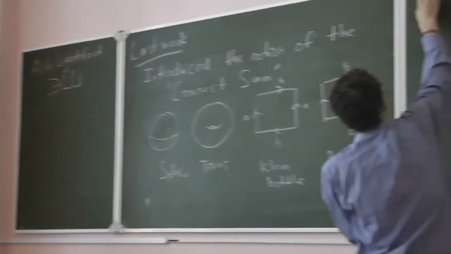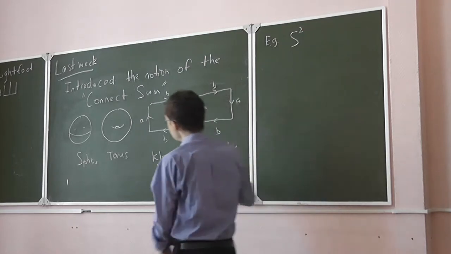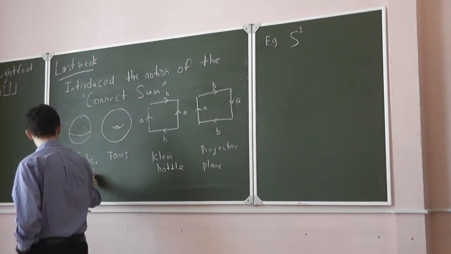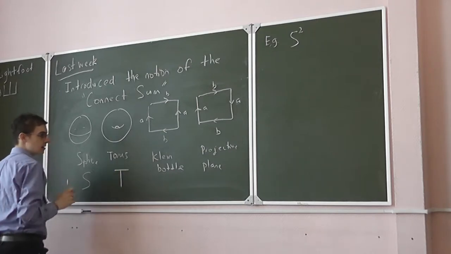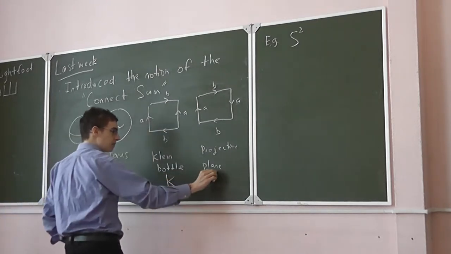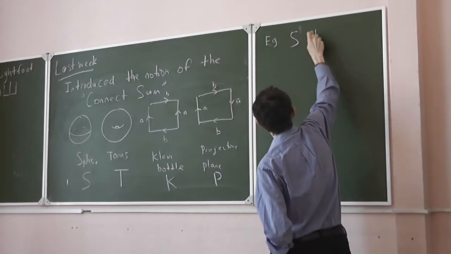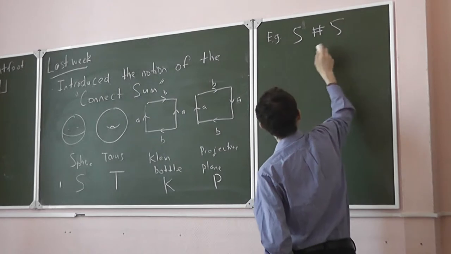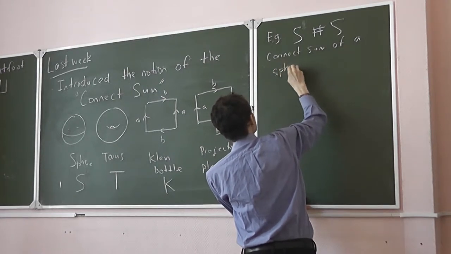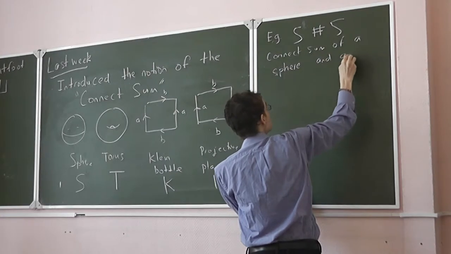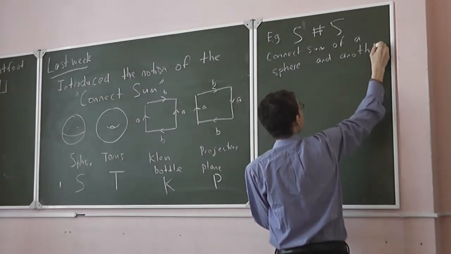For example, the connect sum of, I'm going to write the sphere as S2, that's a symbol. I'm going to call the torus T, let's call the Klein bottle K, and the projective plane P, just so that when we're writing the connect sum it might be easier. So when I write S hash S, this is going to mean the connect sum of a sphere and another sphere. It's a sphere. Okay, so the solution is that it's a sphere.